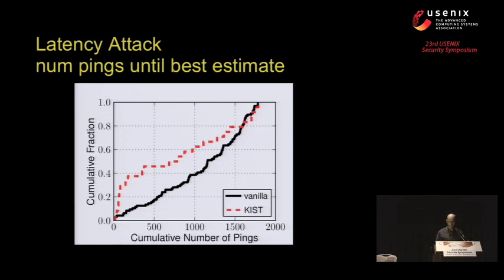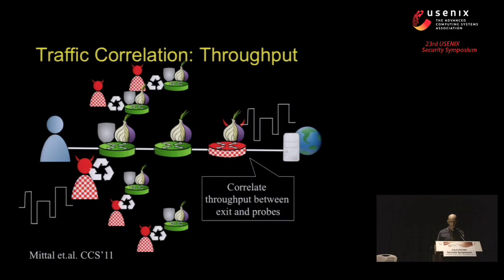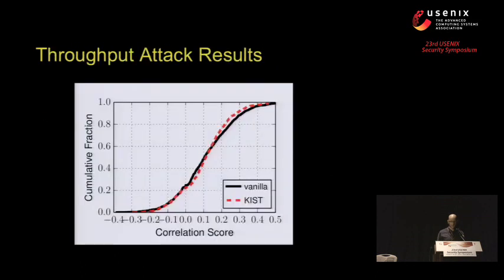And we think that even in the case of KIST, where the attack is faster, this is a good trade-off because of the performance benefits that we're seeing in the network. Finally, we also simulated the throughput attack, which was presented by Naval at CCS 2011. I'm not going to get into the details of this attack because of time. I just want to note that we did not find a significant difference in the throughput attack when using vanilla Tor or KIST.